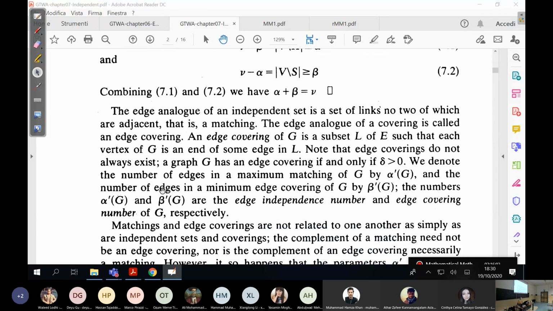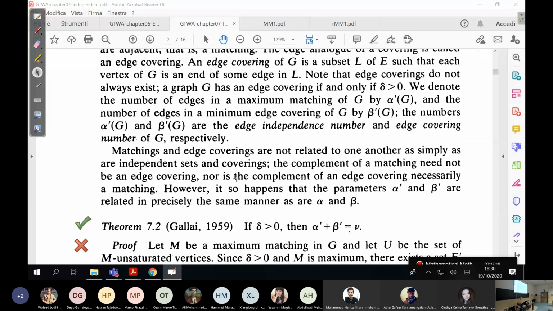But we denote the number of edges in a maximum matching of G by alpha prime of G, and the number of edges in a minimum edge covering of G by beta prime of G, which are the edge independence number and the edge covering number of G respectively. It's not the same as what we had before. The complement of a matching need not be an edge covering, nor is the complement of an edge covering necessarily a matching, okay? Always because of these vertices of degree 0.